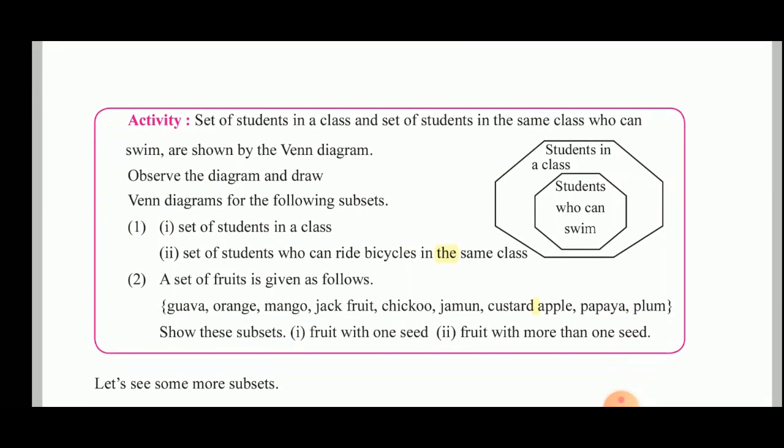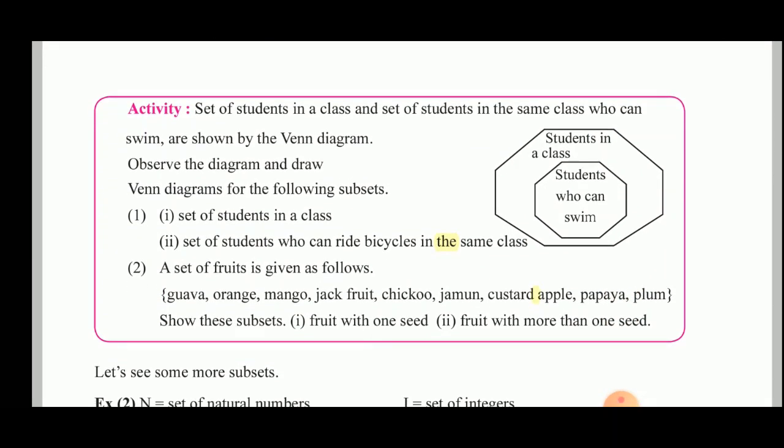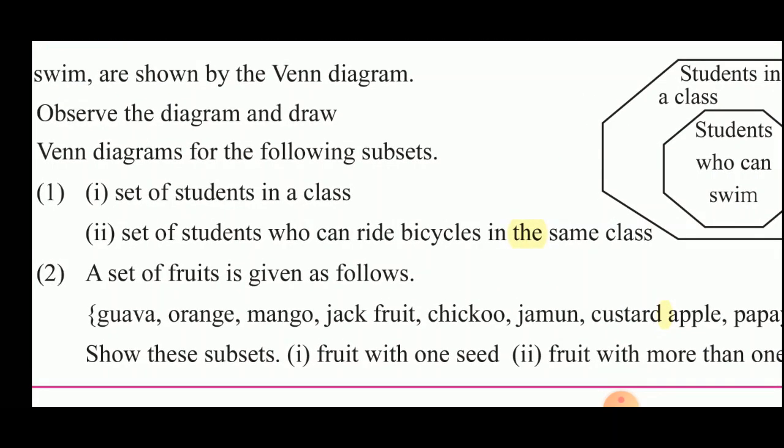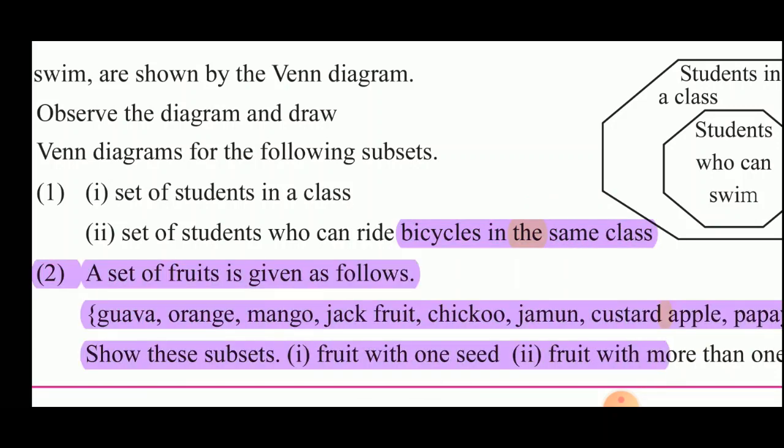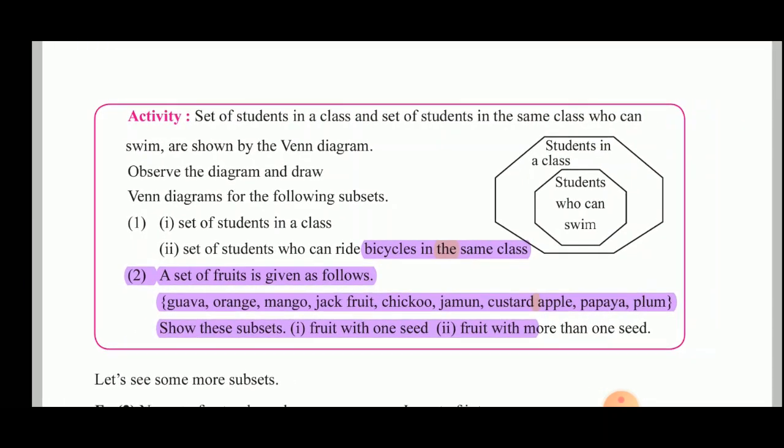Then there is one activity. There is the set of students in a class and the set of students who can swim. The students who can swim form a set that will come inside the set of students in a class. In the same way you can draw the Venn diagram for this activity. Remaining examples are given. For these also, complete the activity and draw the Venn diagrams.